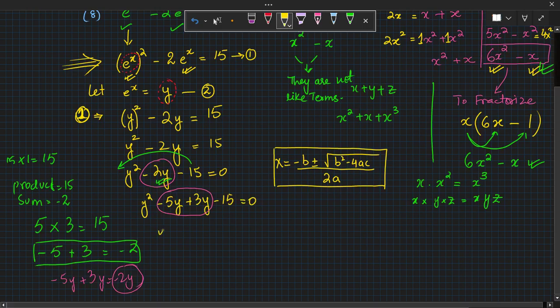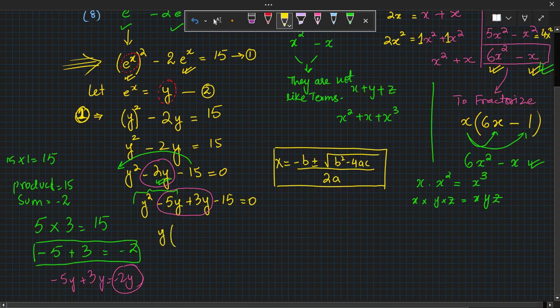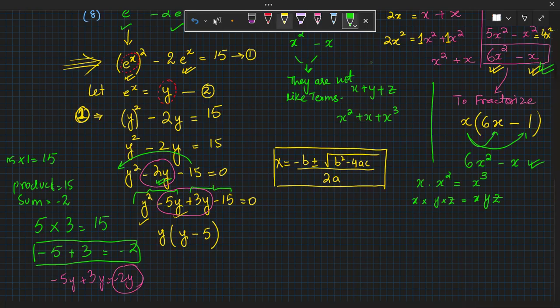Now I'm going to take common in these two terms as usual we do in factorization. So we will take y common from y square and minus 5y, right? So when you take y common, there will be y minus 5 inside the bracket. And then you are going to take common in the next two terms again. This is to do the factorization in the quadratic equation.